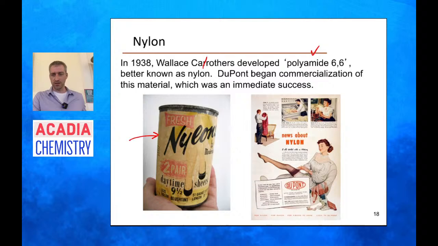So yeah, that would be $25 in today's dollars, would be a dollar back in 1938. Good to know. So yeah, that was nylon. And needless to say, this made a huge amount of money for DuPont.